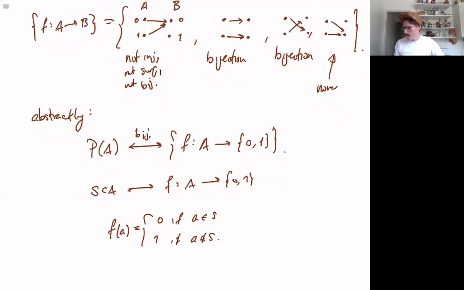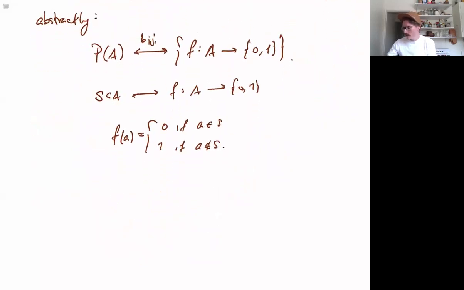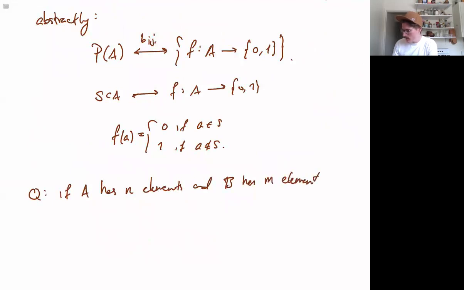So, okay, that was kind of a lot of discussion, but let's do an example problem. If A has cardinality n, and B has cardinality m, how many elements does the set of functions from A to B have?